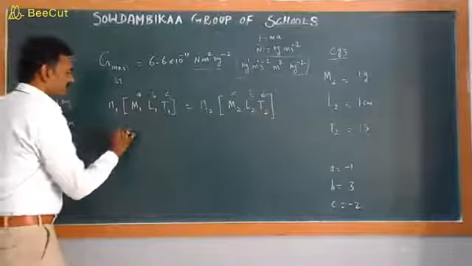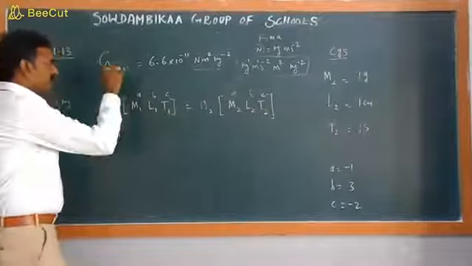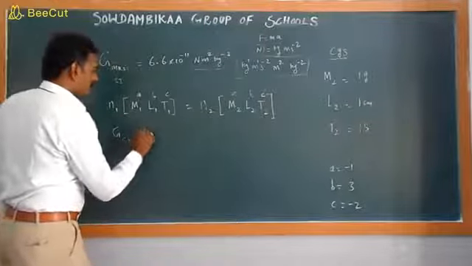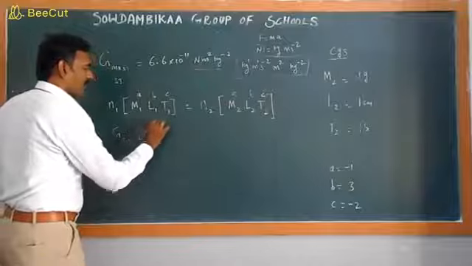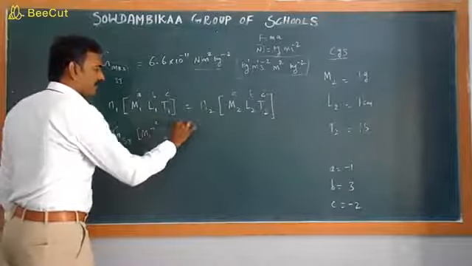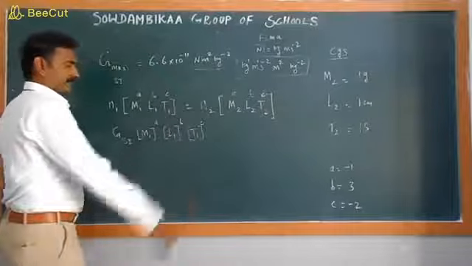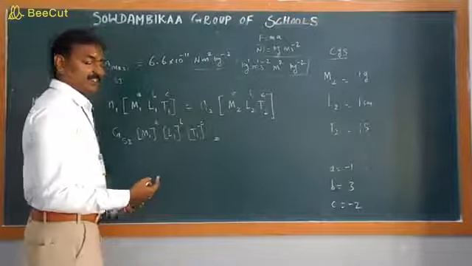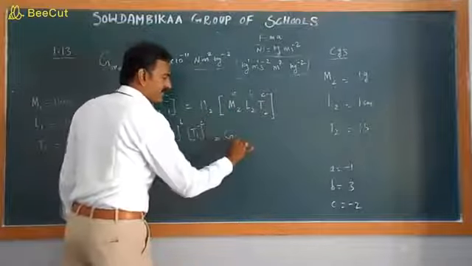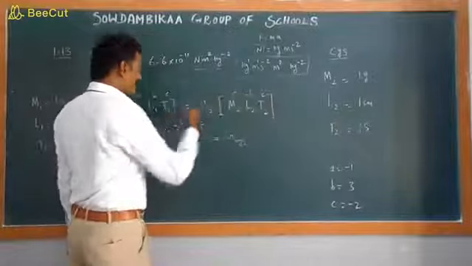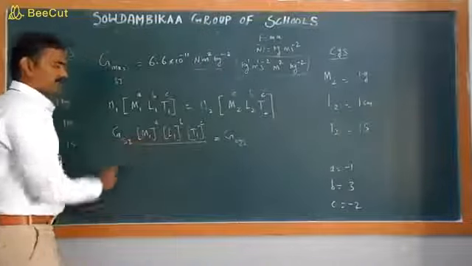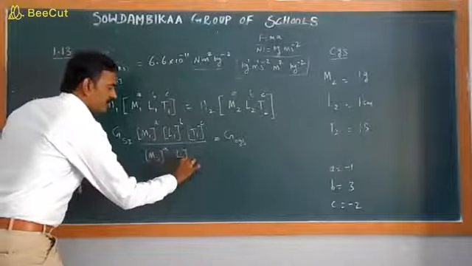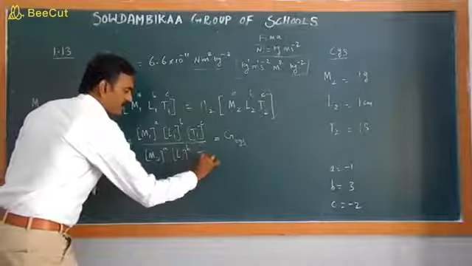n1 is the gravitational constant in the CGS system, and the gravitational constant in SI system is n2, a numerical value. So n1 is equal to m1 power a, l1 power b, t1 power c. We have to convert into CGS. So the gravitational constant in CGS, if it comes to the denominator, we can write it is equal to m2 power a, l2 power b, t2 power c.